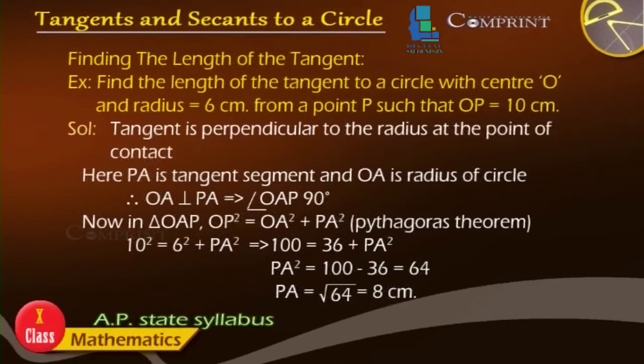By Pythagoras theorem: 10 squared is equal to 6 squared plus PA squared, so 100 is equal to 36 plus PA squared. PA squared is equal to 100 minus 36, which is 64. PA is equal to the square root of 64, which is 8 centimeters.